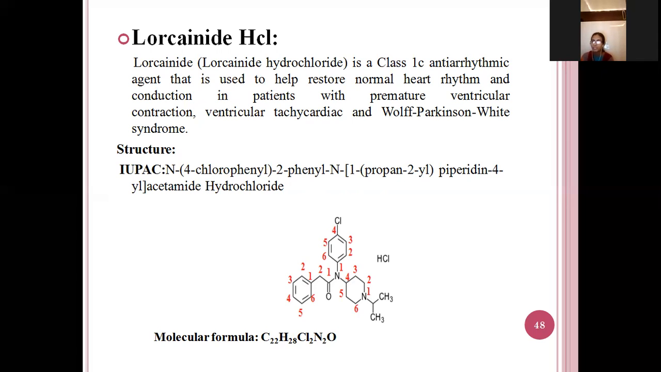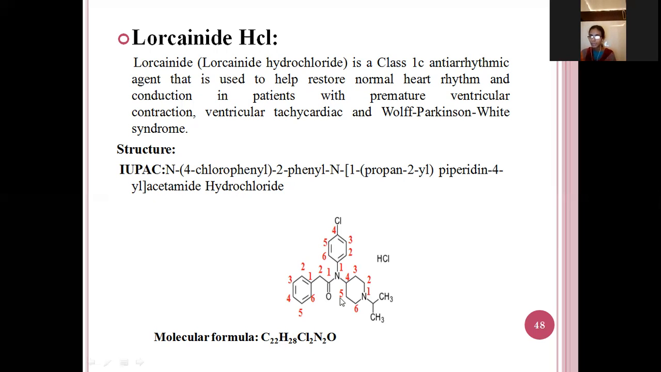And this is the structure and this is the IUPAC name, that is N-(4-chlorophenyl)-2-phenyl-1-propane-2-yl-pyridin-4-yl acetamide hydrochloride.